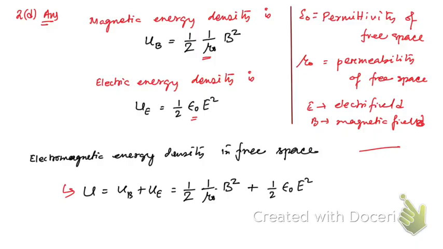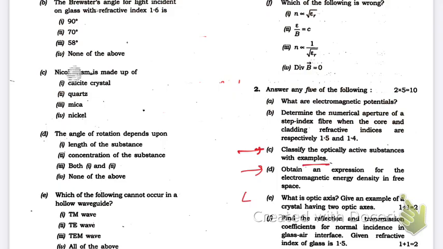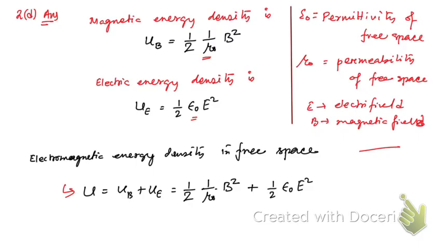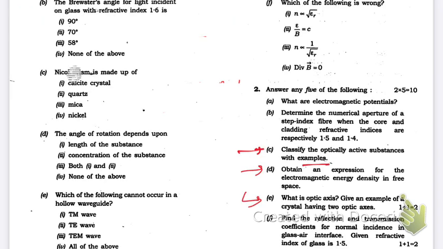Now let me give you the answer to question number 2E. What is optic axis? Give an example of crystal having two optic axes. So let me write the answer here. Question number 2E, answer.